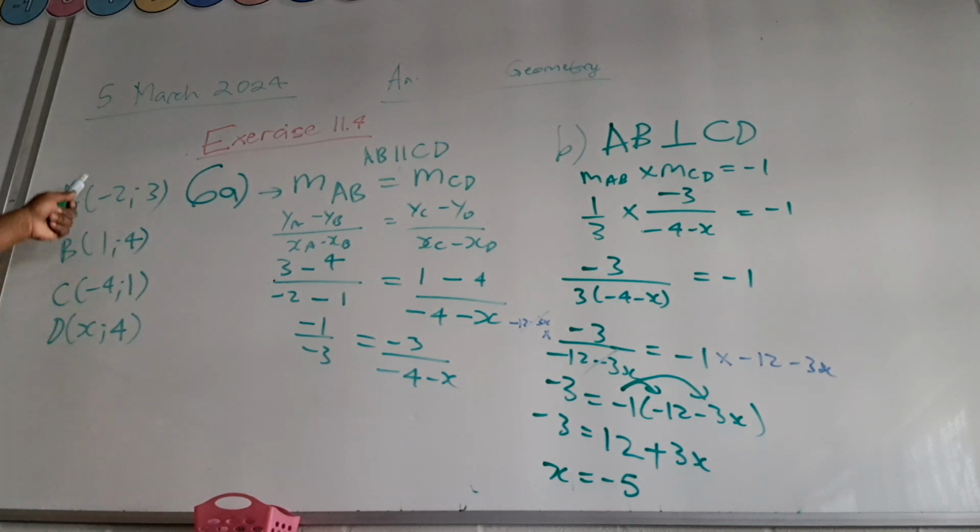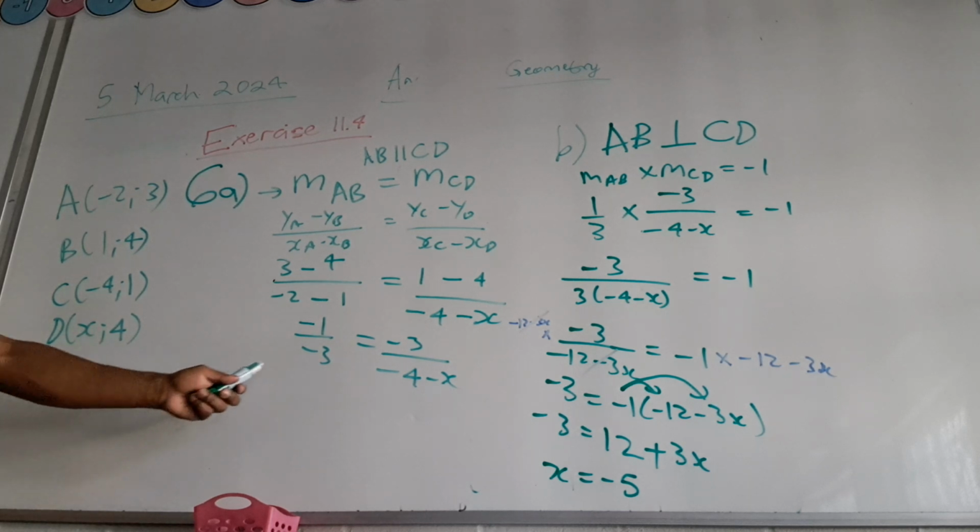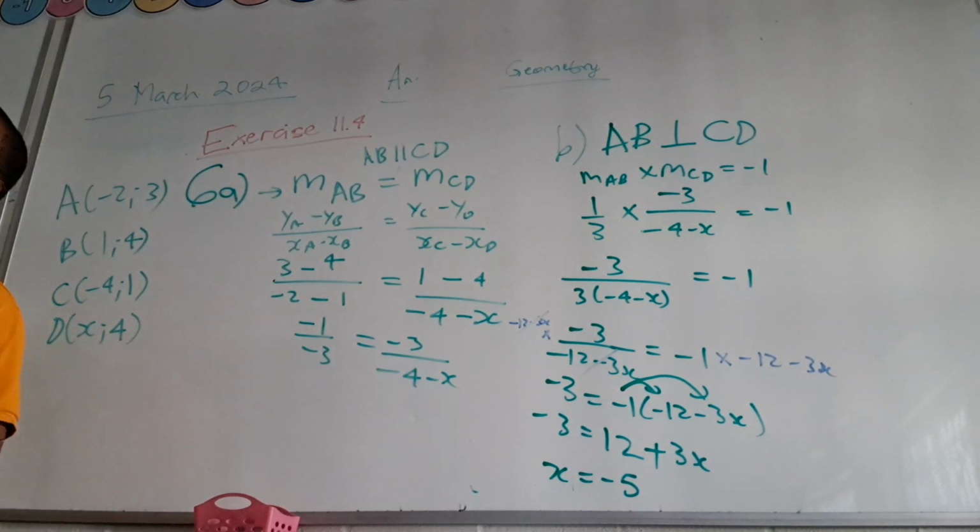So if these points are collinear, that means the gradient of AB is equal to the gradient of BC. Collinear and parallel should be the same, because if they're collinear, remember the gradients are the same. So the working out for collinear actually resembles the first one we did. So I'm not going to do the collinear.